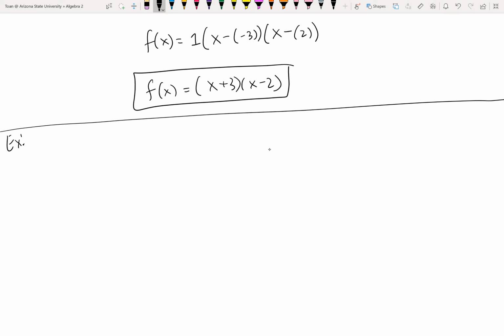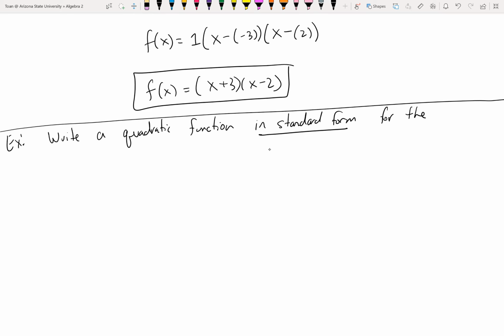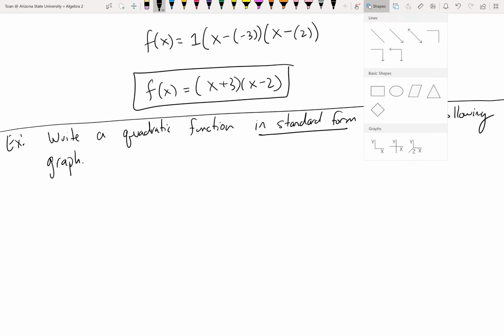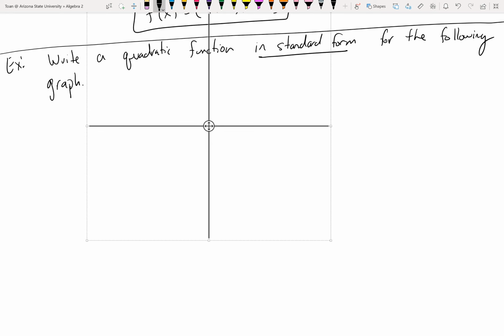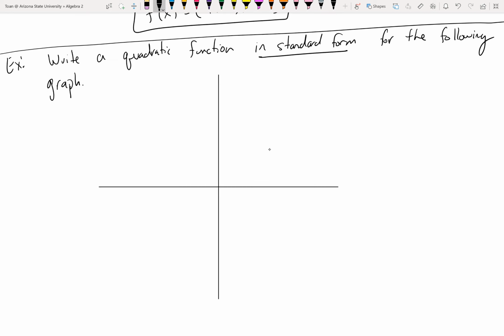For example here, suppose I asked you to write a quadratic equation, or quadratic function, and it's going to explicitly state in standard form. It has to be in standard form. And instead of writing it out, let's say they give you a graph for the following graph. Obviously on your practice and on your quizzes and tests, they'll be computer generated, but we'll have to hand draw the graph here. And let's do a quick sketch.